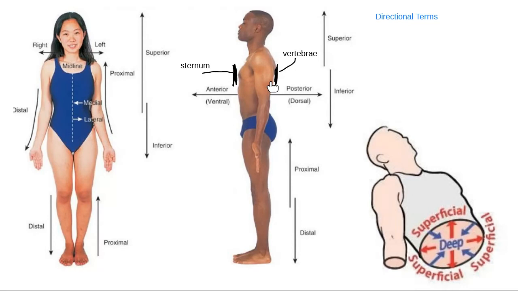Sometimes, though, we're not going to start by talking about the sternum. Sometimes we're going to start by talking about the vertebrae. So if I start with the vertebrae and I say the vertebrae are blank to the sternum, I would say that the vertebrae are behind or in back of the sternum. So in anatomy words, the vertebrae are posterior to the sternum.